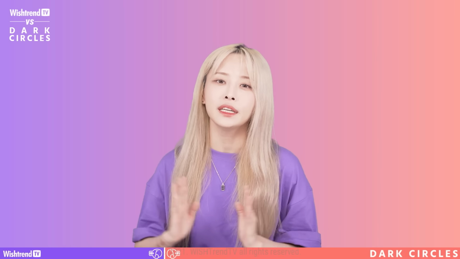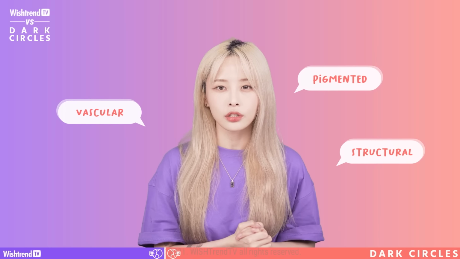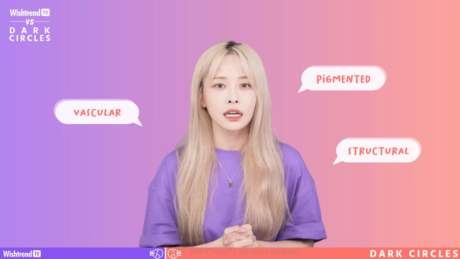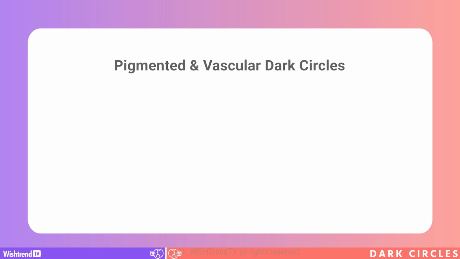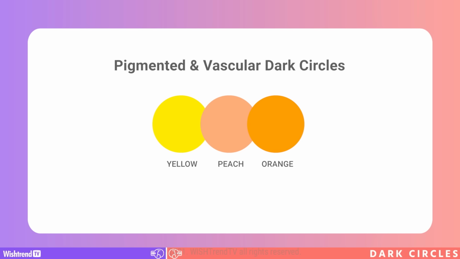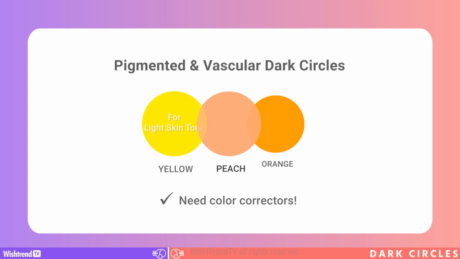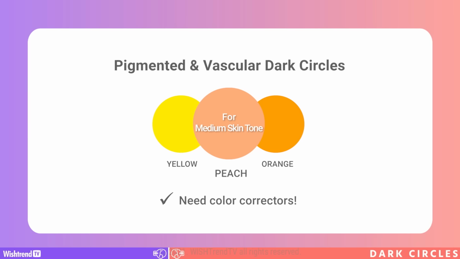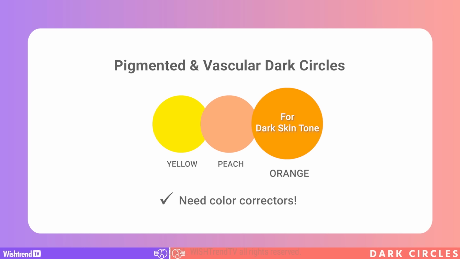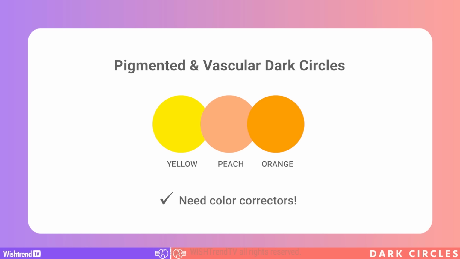The makeup products you need for pigmented, vascular, and structural dark circles are all a little different. Since pigmented and vascular dark circles make your under eyes appear a certain color, you need to color correct it with yellow, peach, or orange. If you have light skin and your dark circles aren't very severe, color correct with yellow. If your skin is a medium tone and you have moderate dark circles, color correct with peach. Finally, if your skin is a dark tone and your dark circles are more severe, color correct with orange. The concealing method is the same for both pigmented and vascular dark circles.